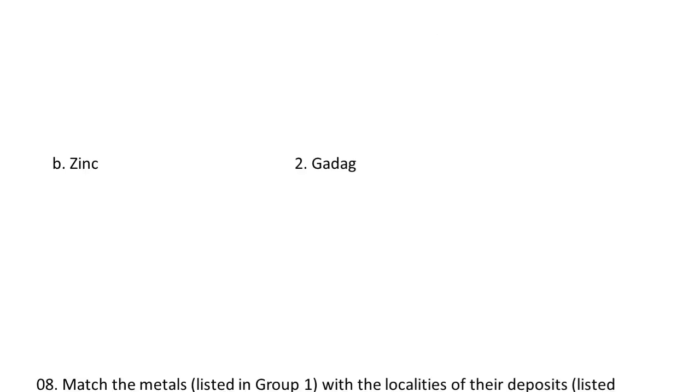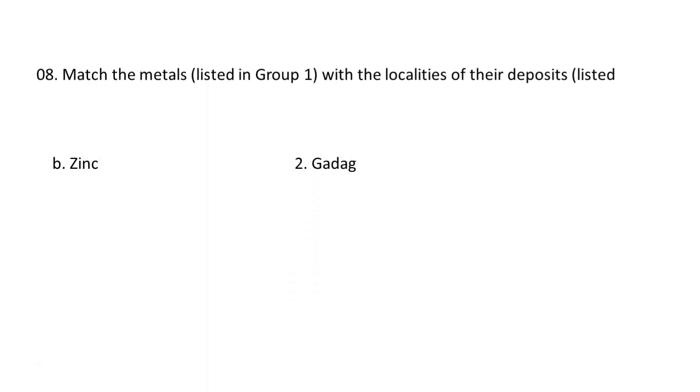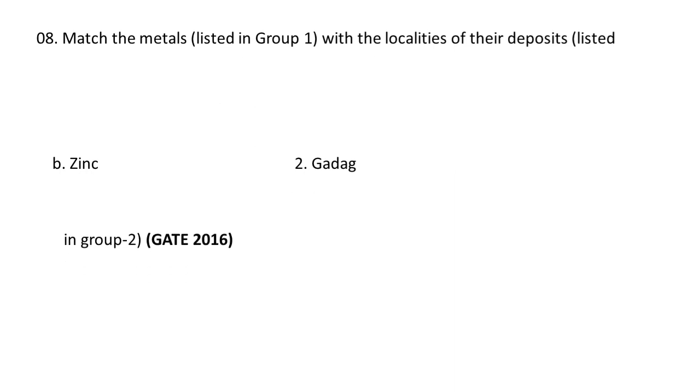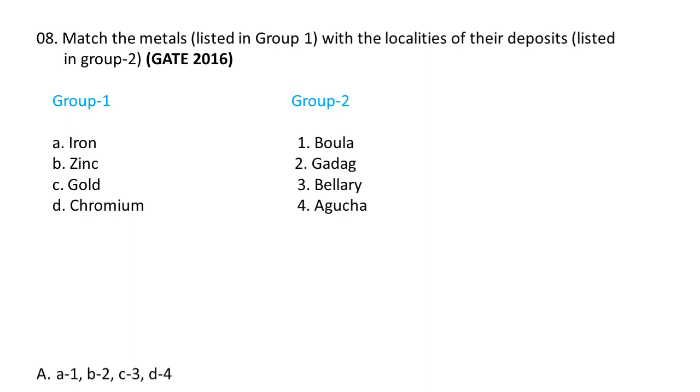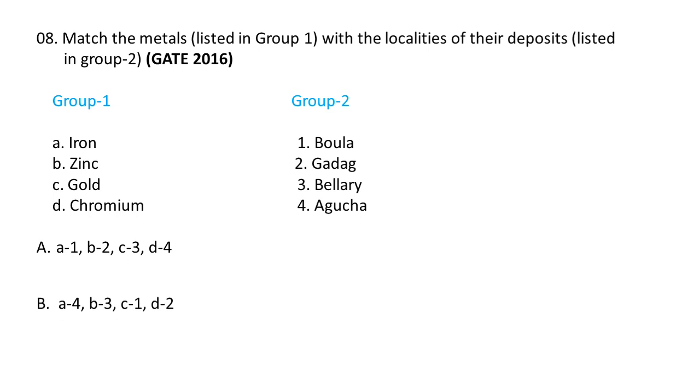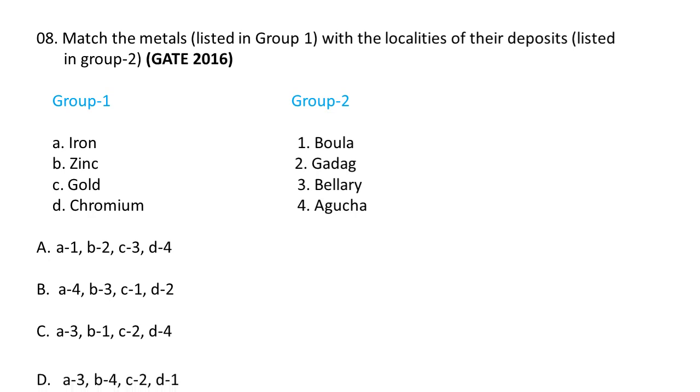Next question. Match the metals listed in group 1 with the localities of their deposits, which are listed in group 2. In group 1, the metals iron, zinc, gold and chromium are given. In group 2, Boula, Gadag, Bellary, Agucha are given. So, the choices are A. A1, B2, C3, D4, B. A4, B3, C1, D2, C. A3, B1, C2, D4 and D. A3, B4, C2, D1.